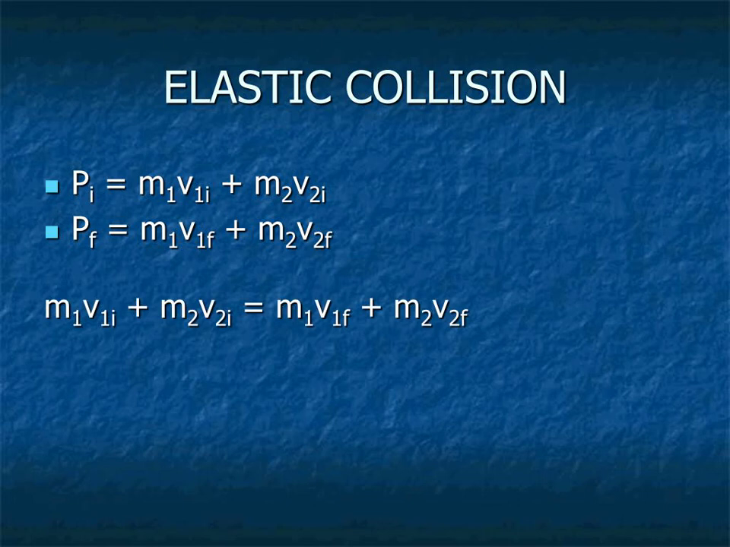First of all, we're going to set them equal to each other. We're going to say that if momentum is conserved, which it is in a collision, then the initial momentum, mass 1 velocity 1 initial plus mass 2 velocity 2 initial, equals the final momentum, m1 v1 final plus m2 v2 final.